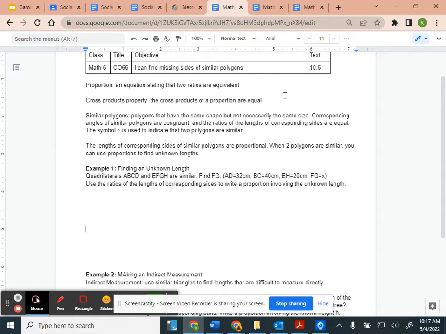So today we're doing I can find missing sides of similar polygons. First let's look at similar polygons. Similar polygons are polygons that have the same shape but not necessarily the same size. Remember, they're not congruent. Congruent means they are identical. Similar means one's bigger or smaller than the other. Corresponding angles of similar polygons are congruent, and the ratios of the lengths of corresponding sides are equal. That's what we worked on yesterday. The symbol for similar is that squiggle line.